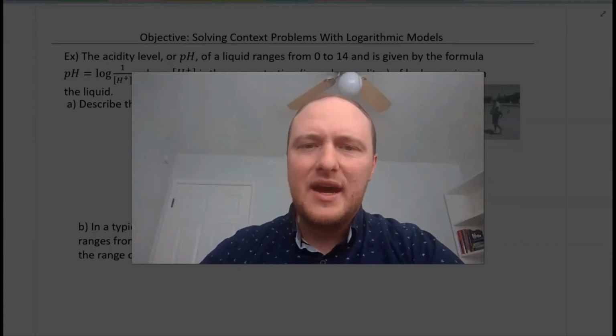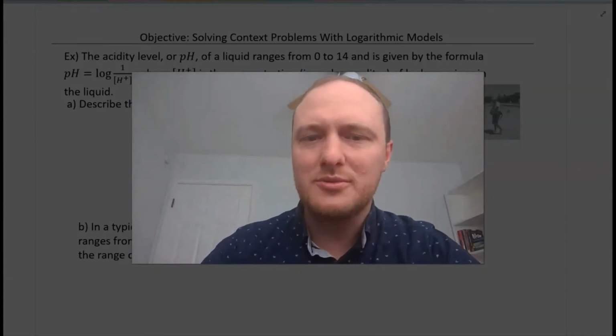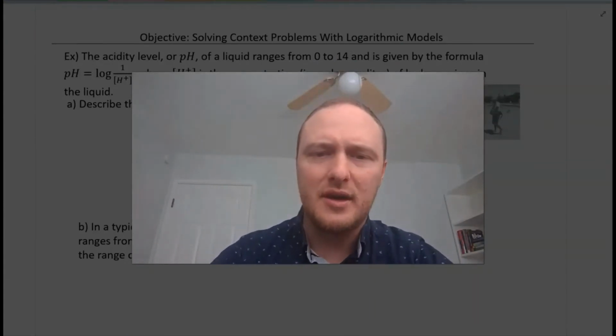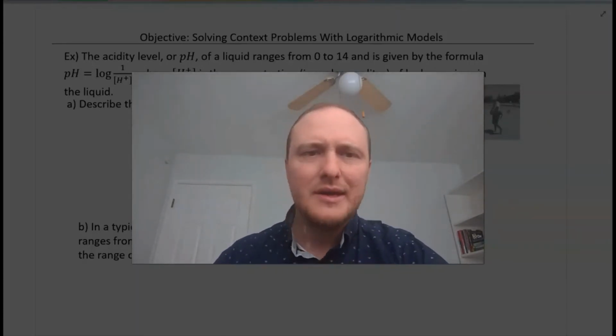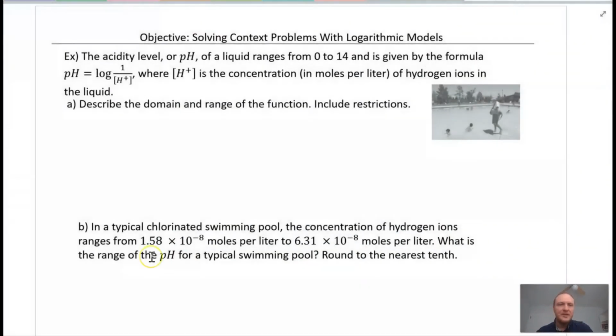Hello, welcome back to 9-4. We're talking context problems with logarithmic models, and this is the second part. We're going to cover another example and then another practice problem. The acidity level, or pH, of a liquid ranges from 0 to 14 and is given by the formula pH equals log of 1 over H plus, where H plus is the concentration in moles per liter of hydrogen ions in the liquid. Describe the domain and the range of the function, include restrictions.